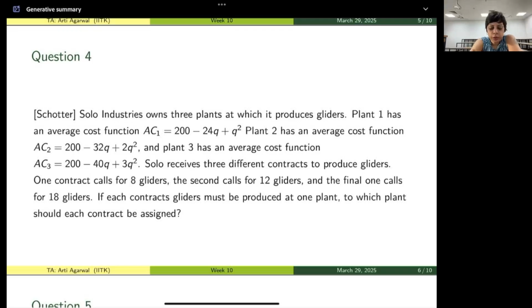So what will we do in this example? You're given the cost function of each plant, and you're given the quantity for the 3 contracts. Each contract has a different quantity of gliders to be produced. So what is the firm going to do?